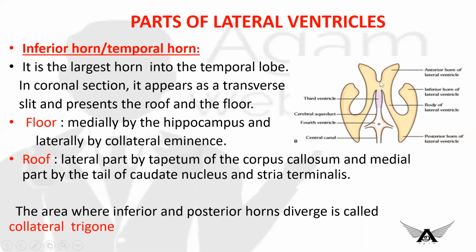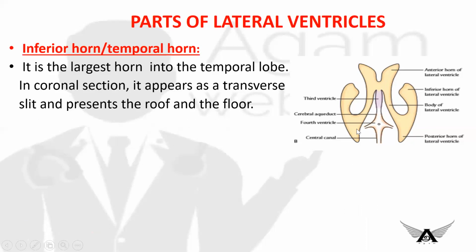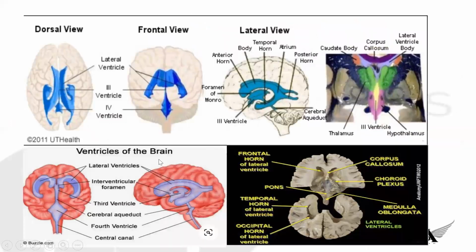So this is the lateral ventricle. It is C-shaped, located in the cerebral hemisphere. It has four parts: anterior horn, inferior horn, the body, and the posterior horn, and you will have relations of that. I'll go to that picture once more. This is the lateral ventricle. This is the third ventricle. This is the fourth ventricle. You will have the anterior horn, temporal horn, posterior horn, and the body.